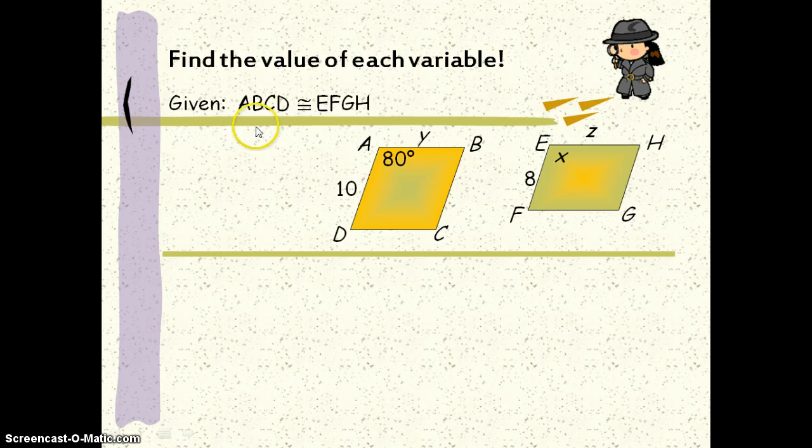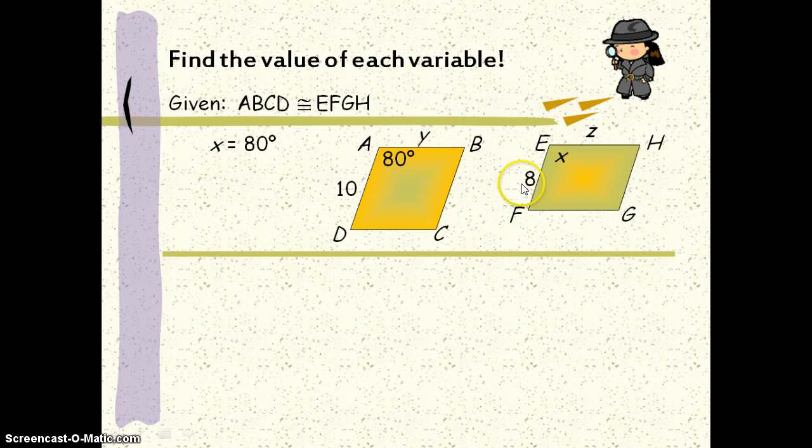Given that ABCD is congruent to EFGH, we need to find the value of each variable. So first we're looking for angle X. I know that A matches up with E, so if A is 80, that means that E has to be 80. So X is going to be 80.